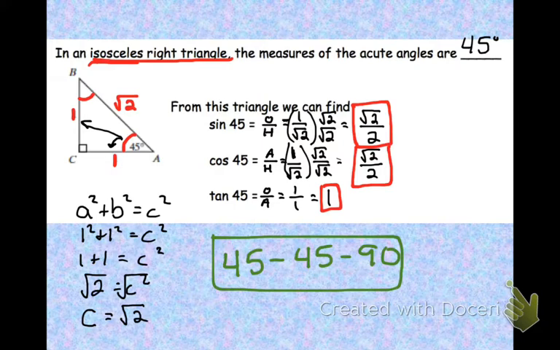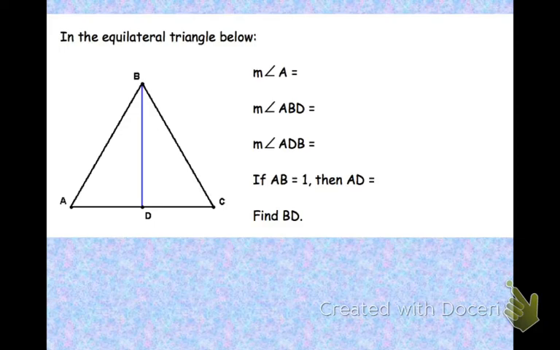The next triangle we want, we're going to actually start with an equilateral, but we're going to go ahead and drop a line right down the middle. So this is going to be what's called an altitude, so it is a right angle there. Well, in an equilateral triangle, we know that the measures of all the angles is actually 60 degrees. So the measure of angle A over here is 60 degrees.